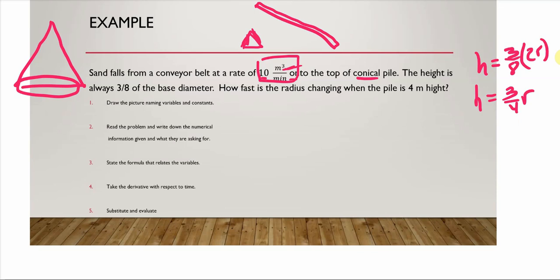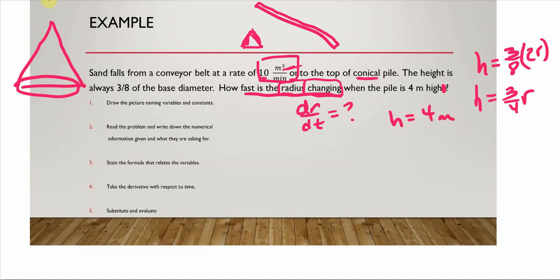Okay. It says, how fast is the radius changing? So in this scenario, they're telling me to take the derivative with respect to time. The radius is changing, so they want dr/dt. So dr/dt is going to equal my question mark, when the pile is 4 meters high. So they're telling me that my height is going to be 4 meters.